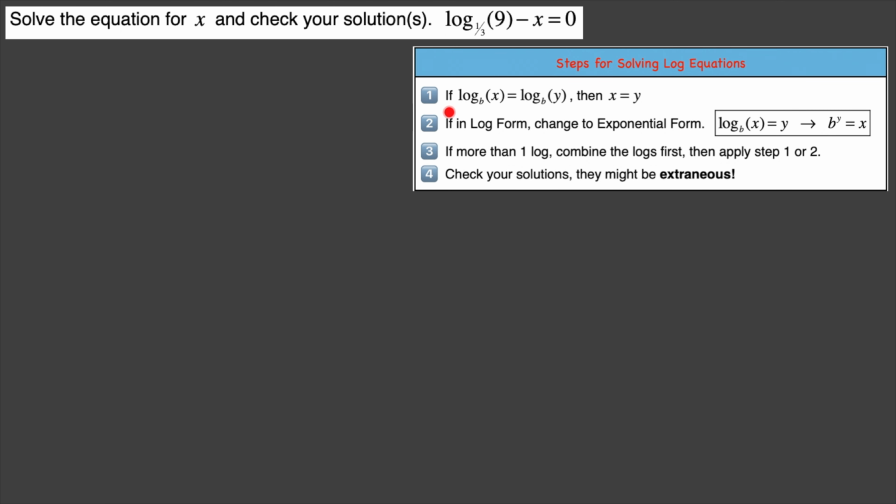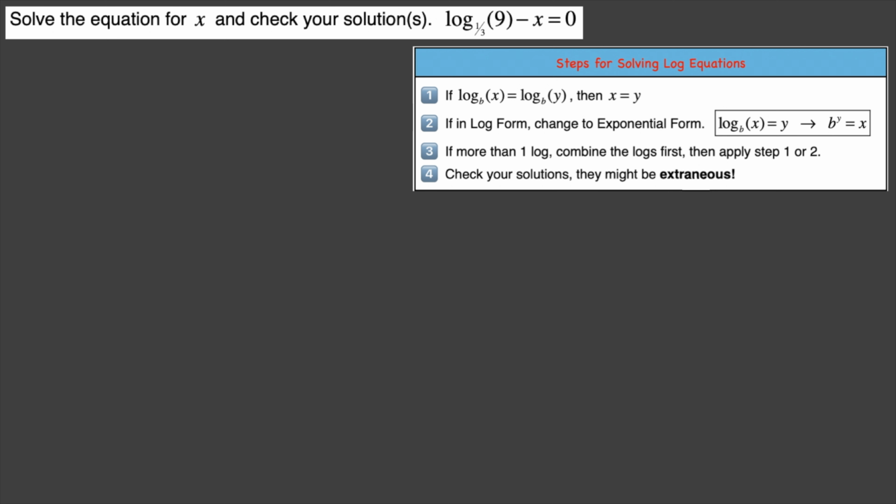Step number 1, if we have log base b of x equals log base b of y, we can cancel out the logs and set the arguments equal to each other and solve. Step number 2, if it's in log form, we can change to exponential form using our equation here. Step 3, if more than one log, combine the logs first, then apply step 1 or 2. And then lastly, step 4, we will check our solutions as they may be extraneous. And extraneous means that you get an answer, but when you plug it back into the original equation, it actually does not satisfy the original equation.